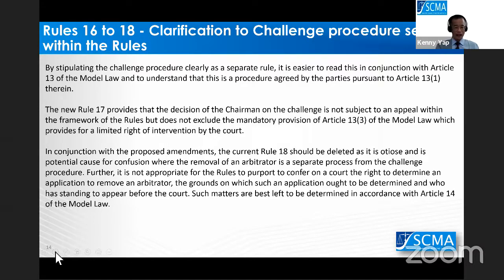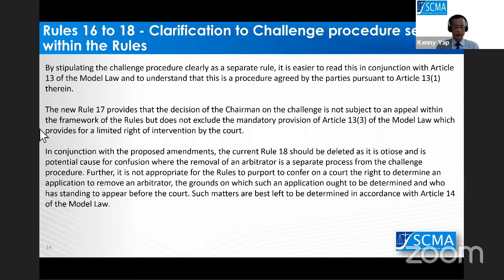Then the third possible amendment is in Rule 17. This will deal with how the challenge will be determined. Again, substantively, it will not be much different from the current rules. Basically, the chairman will still decide on the challenge, and his decision will not be subject to an appeal within the framework of the rule. But of course, they do not exclude the mandatory provisions of Article 13.3 of the Model Law, which provides for a limited right of intervention by the court.